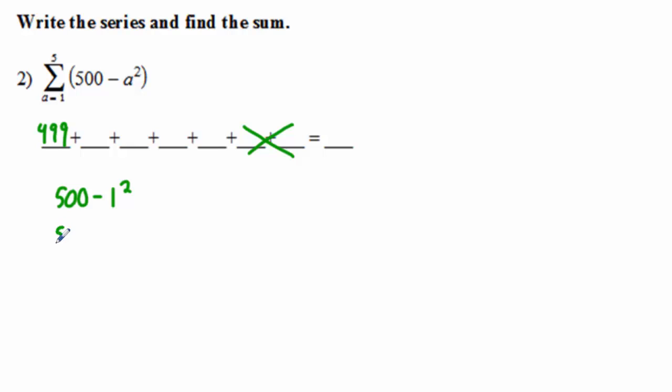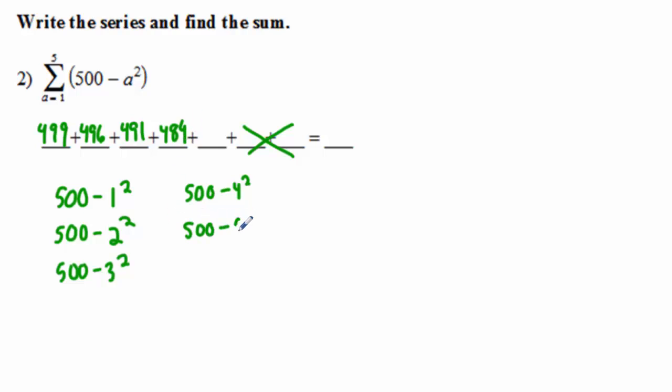And then we're just going to keep going, plugging in until we get done with 5, and then we'll add up all our terms. So 500 minus 2 squared is 500 minus 4, which is 496. And then we're going to plug in 3. So that's 500 minus 9, which is 491. And then 4, which will be 500 minus 16, which is 484. And then 500 minus 5 squared, which is 475. When I add these 5 numbers together, I get 2,445.